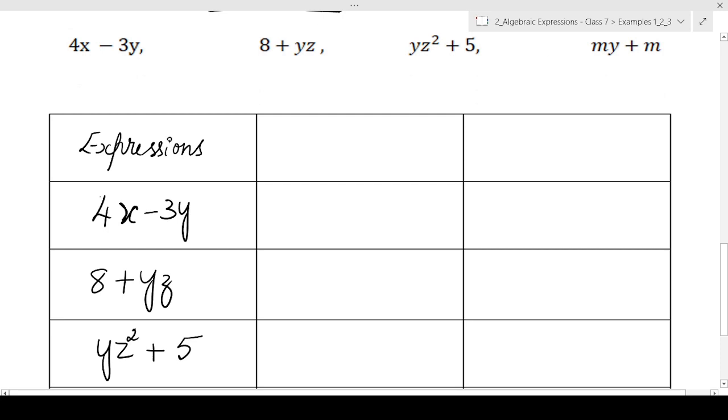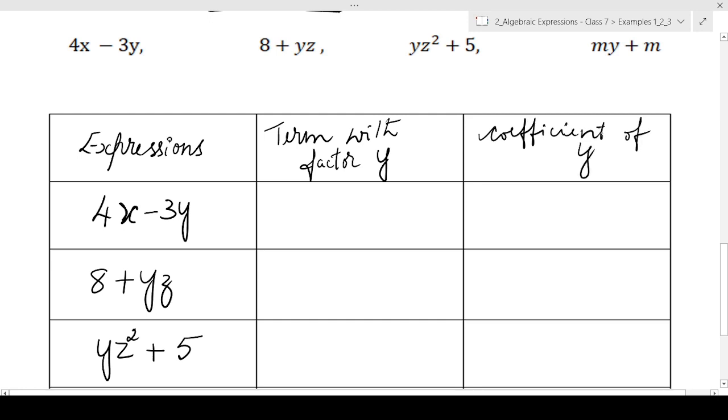So in the second column, we need to write the term with factor. Now they've asked y. So we write the term which has got the factor y. And then the question asked is find out the coefficient of y. Okay. Now, in the first expression, 4x minus 3y, this one, right? I've written over here 4x minus 3y.